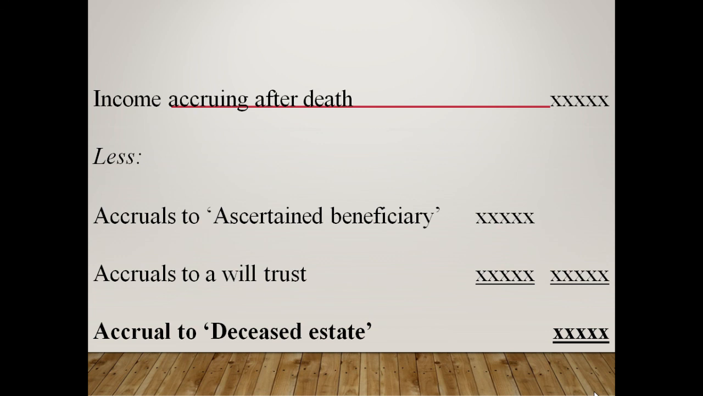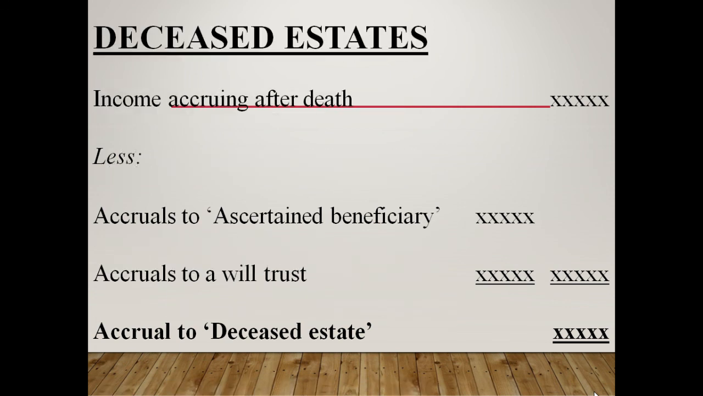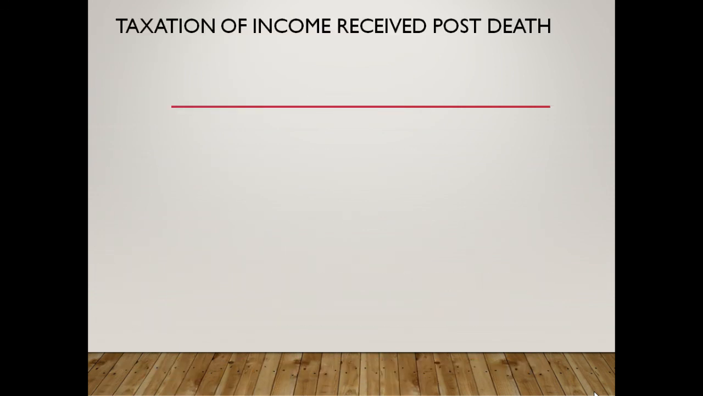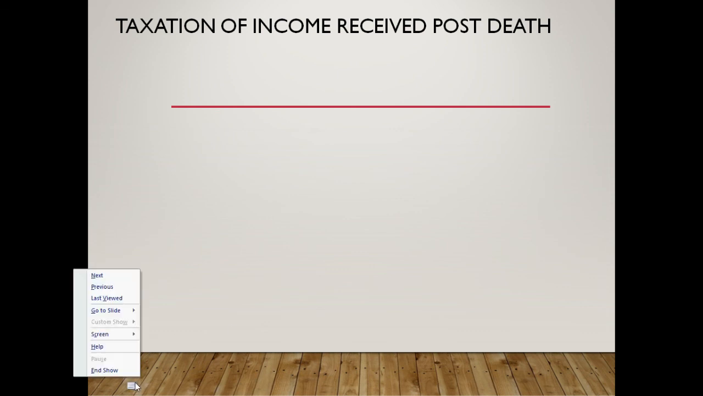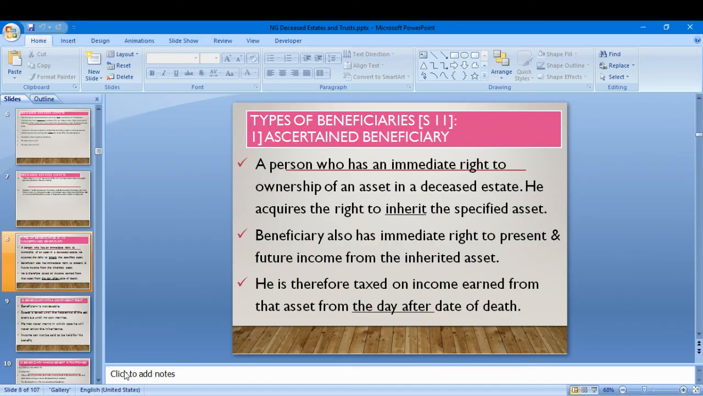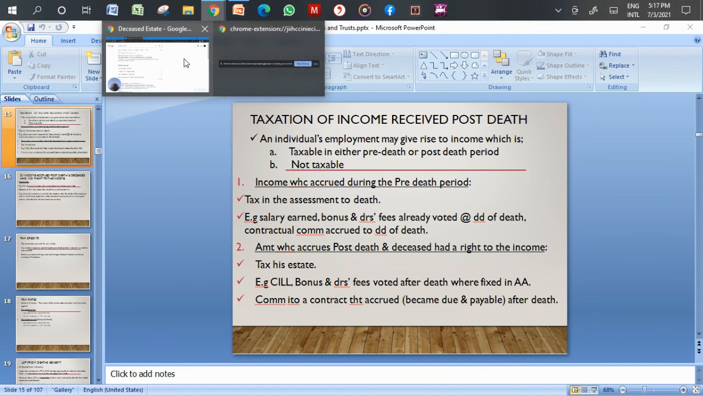So this is the general framework of how we tax estates. We accumulate the income after the death. We deduct income distributed to ascertained beneficiaries. We deduct incomes accruing to a will trust. Whatever remains becomes the income accruing to a deceased estate, so we tax the deceased estate on that income. So that was all about the types of beneficiaries that we have in deceased estates.